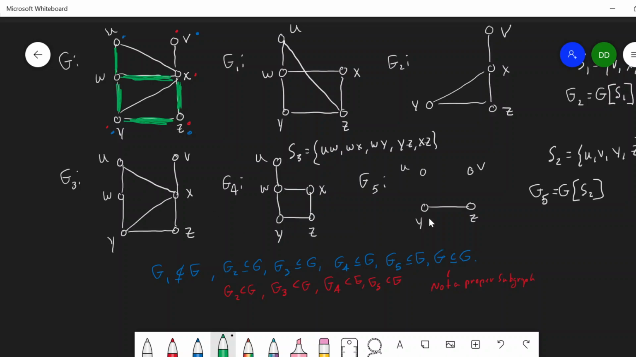So hopefully that helps you with vertex-induced and edge-induced subgraphs. It's a little bit tricky of a concept. Keep playing around with it. And that's it for this video.